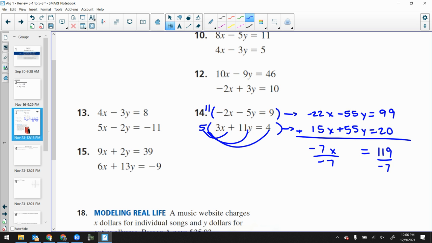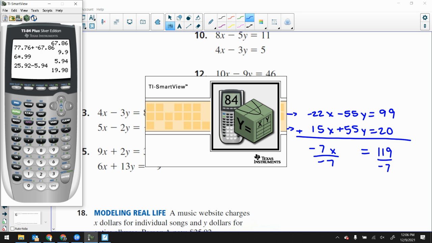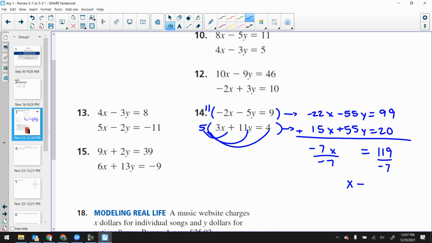Divide by negative 7, and I hope that comes out nicely. 119 divided by negative 7. I think it's 17, but I'm just going to divide it by negative 7. Yeah, negative 17. It was right. So x is equal to negative 17. And then we plug it back in. It doesn't matter where it goes. Let's go into the top.